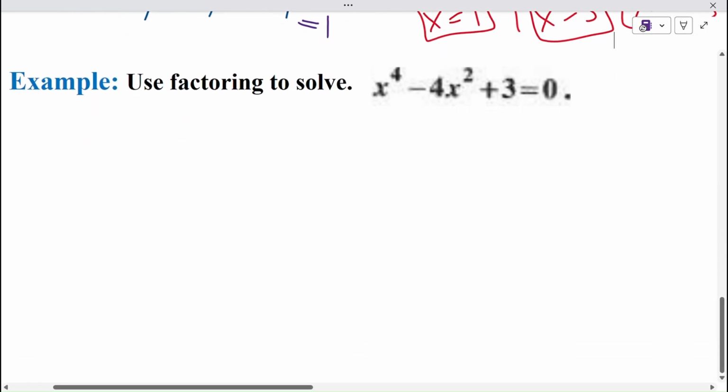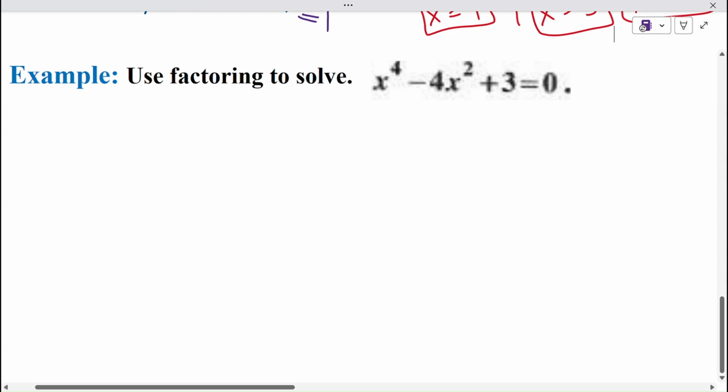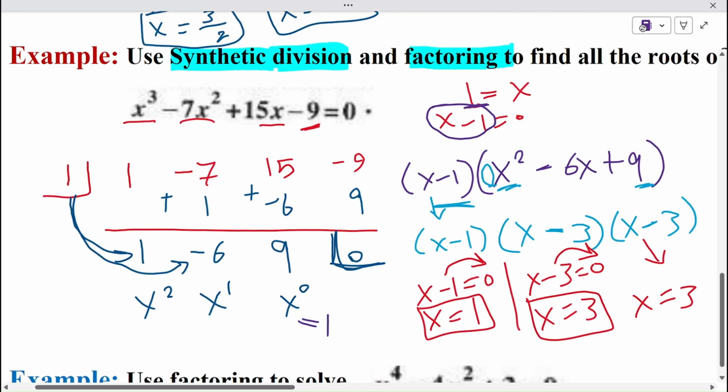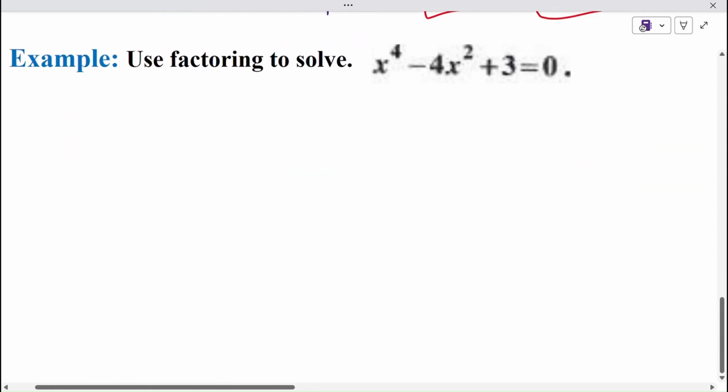What about this example? In this example, again, use factoring. Here we just have to use factoring. Okay, and just look at the terms of this polynomial. Here we have x, but here we don't have x. So you have to do factoring, and let's open two brackets.